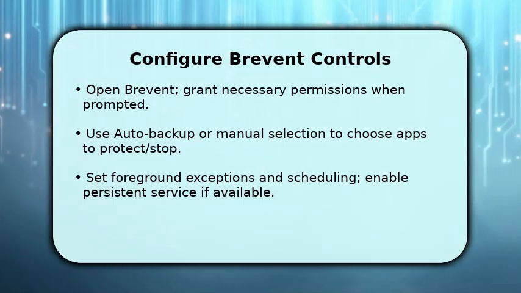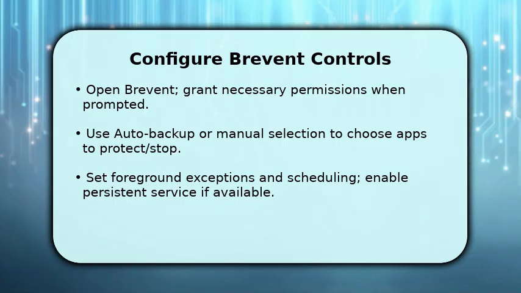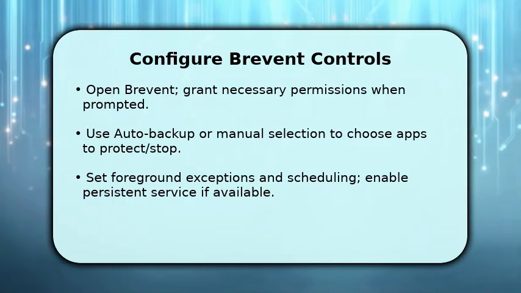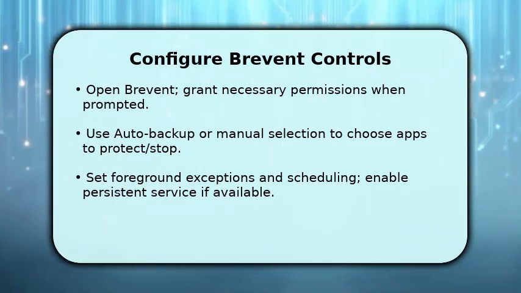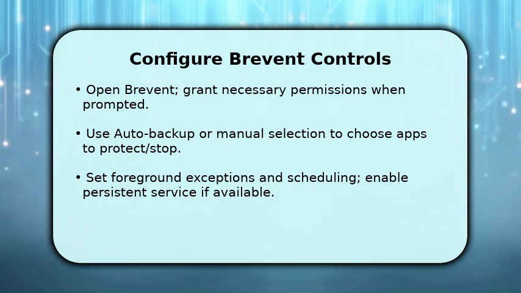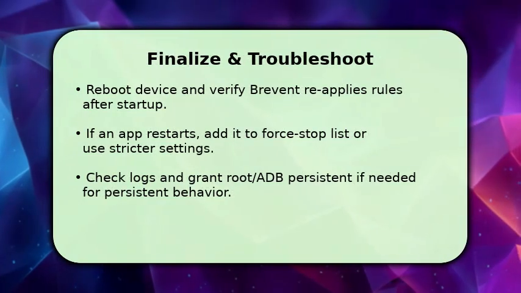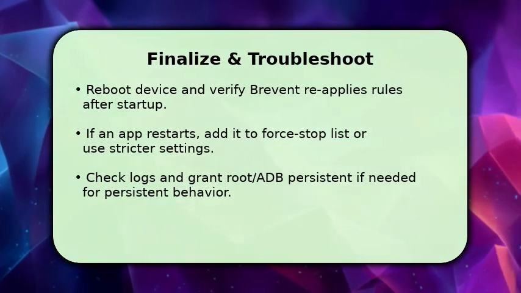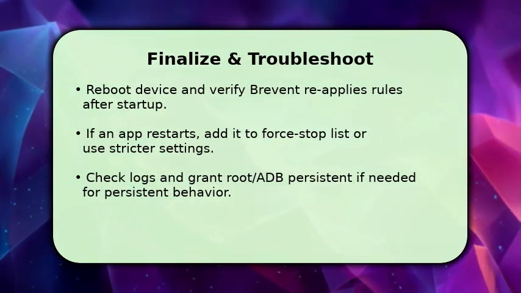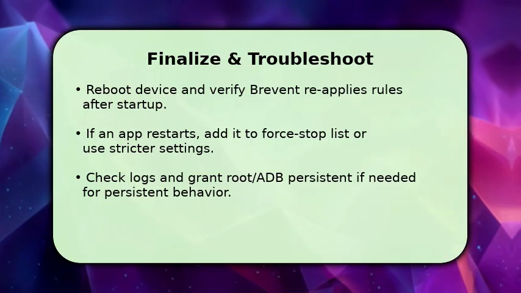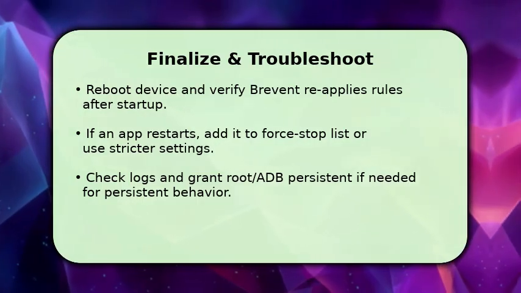Make sure persistent service or accessibility options are enabled, because that keeps Brevent active and prevents aggressive system kills from undoing your settings. Finish by rebooting and verifying Brevent reapplies your rules. This confirms persistence. If an app keeps restarting, mark it for stronger action or move it from exception to force stop, because some apps auto-relaunch.